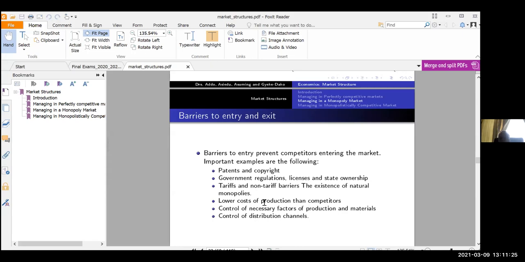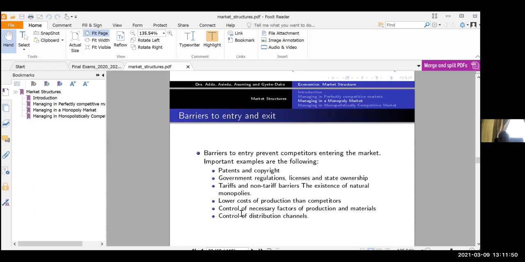Lower cost of production than your competitors. Okay, that serves as a barrier. There's one firm that is producing the item at 10 pesos and is able to sell at 20 pesos and make profit. All other firms are producing at 30 pesos. You can't stay in that industry. Okay. There's a lower cost firm in that industry. So lower cost of production than competitors.